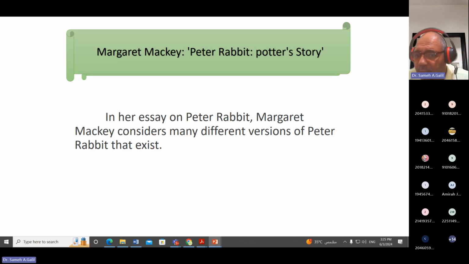And then we'll move on to another article by another scholar, Margaret Mackey, and the title of the article is Peter Rabbit, Potter's Story, and she focuses on perhaps the meaning that we can get out of the story. So, in her essay, Margaret talks about the different versions of Peter Rabbit. And obviously, we have so many versions depending on how widespread they were at the time.